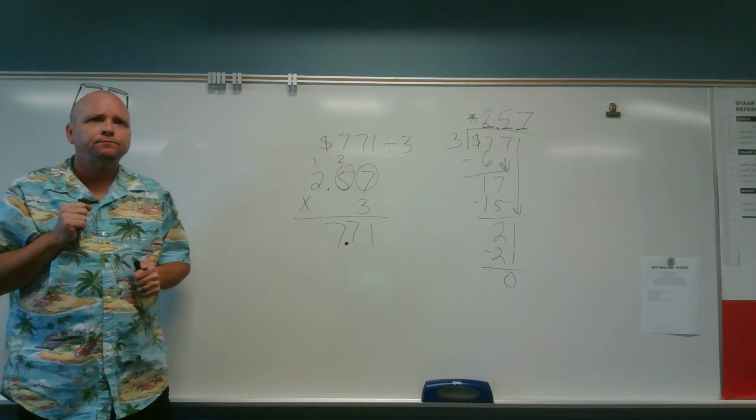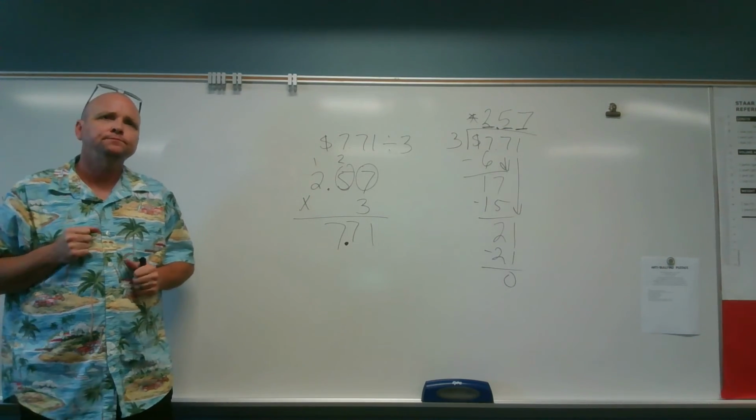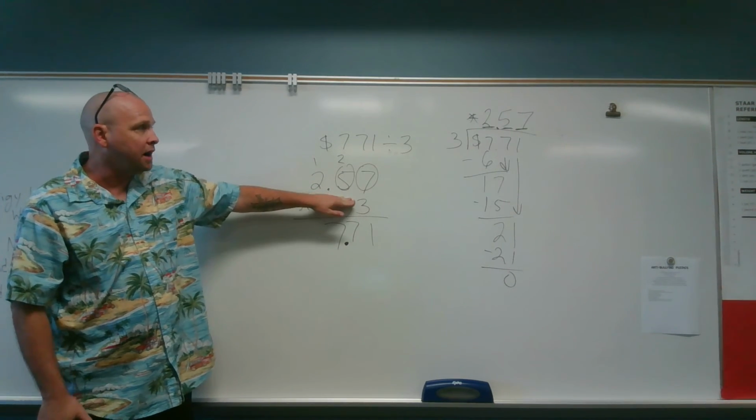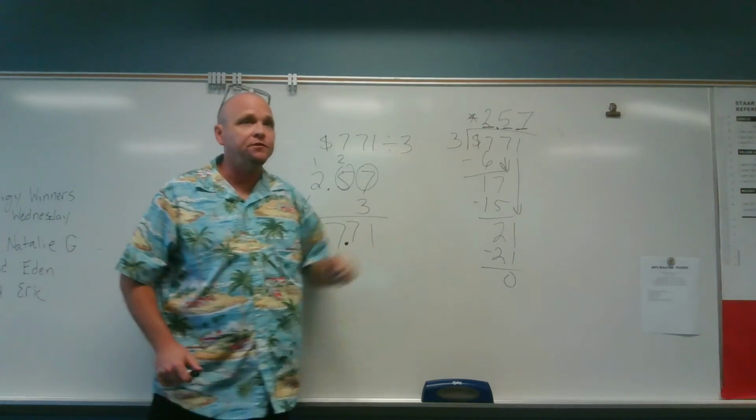Matthew? Have you tried multiplication? Division. I could divide 7.71 divided by 3, and I'm going to get 2.57.